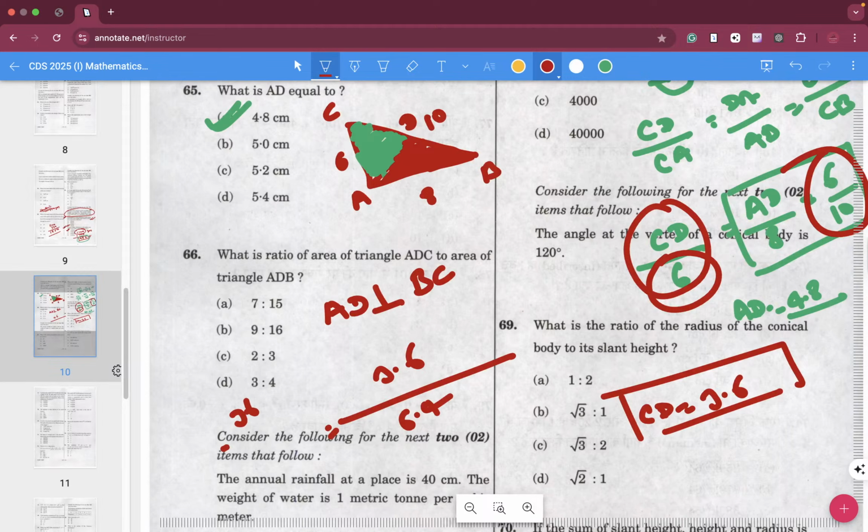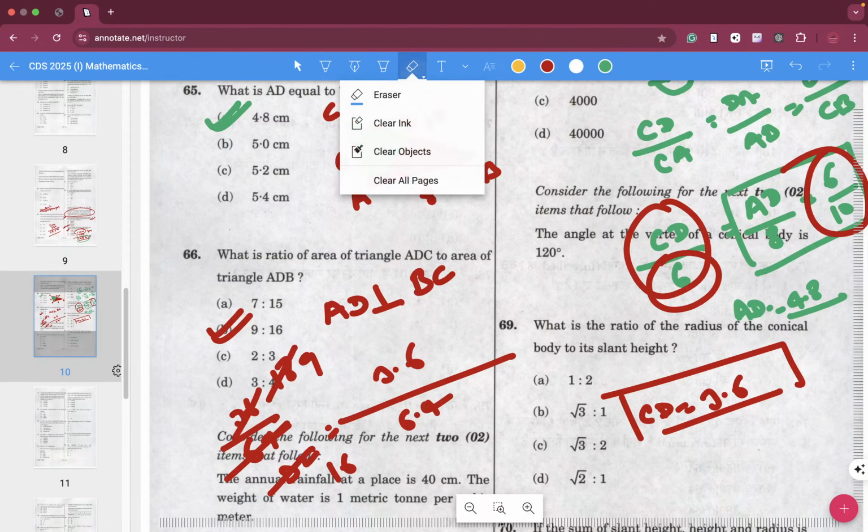Which means 36 by 64. 18 and 32, this is 9 and this is 16. 9 is to 16. B over here is the correct answer, folks. I hope you guys are getting it. If you are not getting it, kindly write down in the chat if you are getting it or if you are not getting it. This was a very easy question.